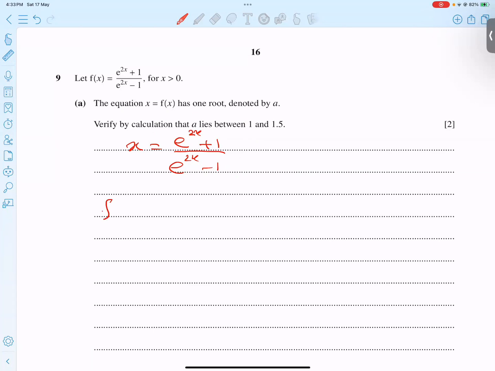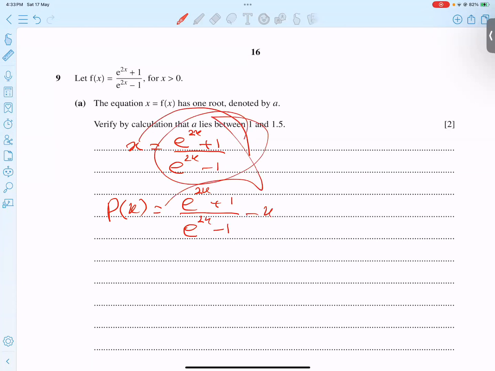So I write it now. Another fraction, for example, p of x is e to power 2x plus 1, over e to power 2x minus 1 and minus x. I brought x here and this becomes an expression, and I gave it the name p of x. And now 1 by 1 I plug in. First time I'll plug in 1 and next time I'll plug in 1.5.